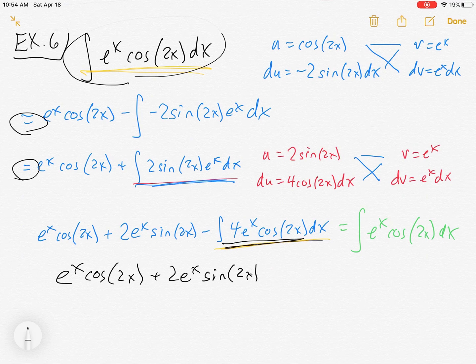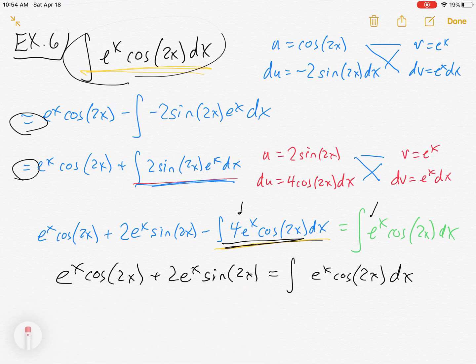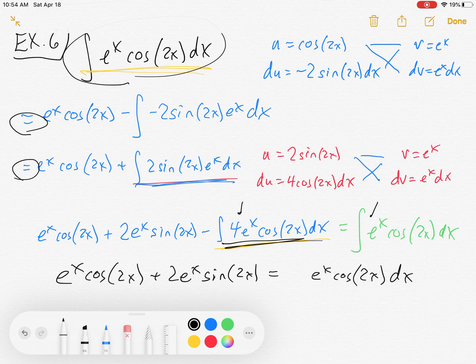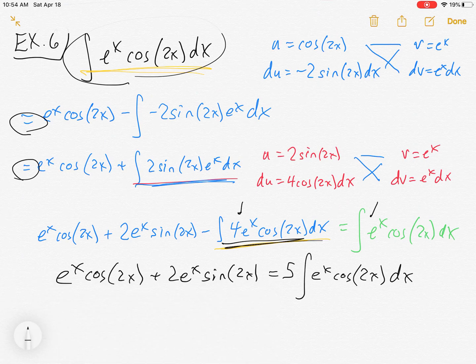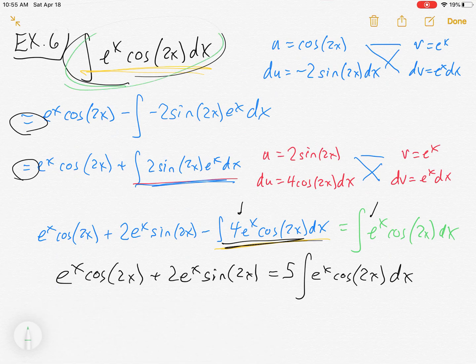So let's rewrite the first 2 terms. And now I'm going to add this to the other side. And what do I get? I have 4 of them, and I add it to 1 of them. They're like terms. So now I have the integral of 5 e to the x cosine 2x's. In fact, let's take that 5, if you don't mind, and move it outside the integral. I have 5 of those, integral of e to the x cosine 2x dx's.